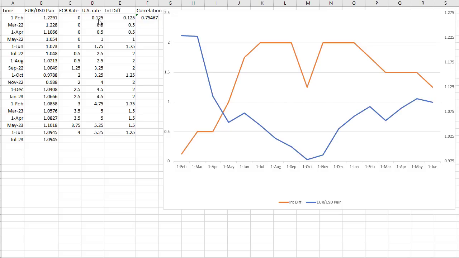The U.S. had a 0.125% rate. So the difference between the European Union and the U.S. was 1.125. And so I've tracked the difference between these interest rates going all the way through the last 2 years. As we're looking at this and looking at the data, you can see that as the differential between the U.S. and the Eurozone got larger and larger, went from 0.125 to 2%, the dollar gained and the euro weakened.